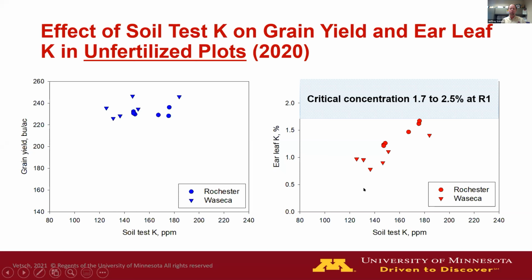What's really interesting is when you go over here and look at ear leaf K, the effect of soil test level on ear leaf K clearly increases as soil test level increases, not what we saw in yields. Another interesting fact is that the critical concentration for ear leaf K at R1 is between 1.7 and 2.5%. That's this shaded box. None of these treatments reached that shaded box, even though we didn't really see any yield differences at Rochester and only modest yield differences at Waseca.